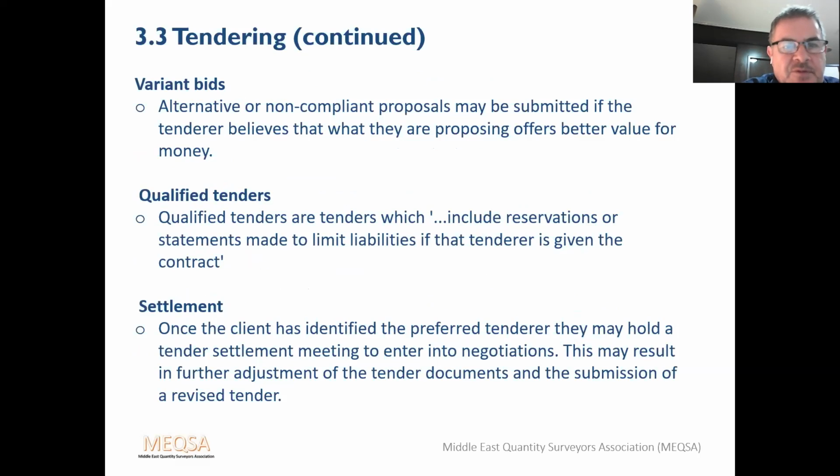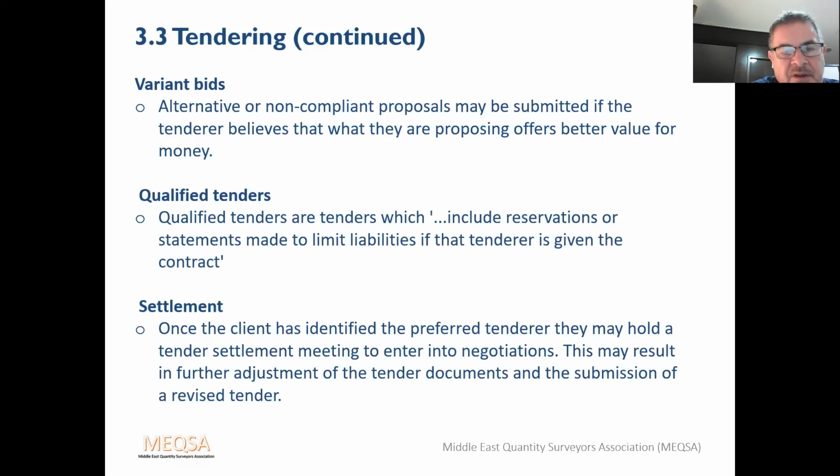So when they submit the tender, what happens if there are variant bids? Now, all contractors should submit a compliant bid, but sometimes the client will ask the contractor if he wants to submit a variant bid. This would have to be looked at very carefully. It will usually be a cheaper bid than the compliant bid, but there's obviously a payoff in that the quality of the specification might not be the same. An alternative or non-compliant proposal may be submitted if the tenderer believes that what they're proposing offers better value for money, but they would have to provide full information on what they were providing for that.